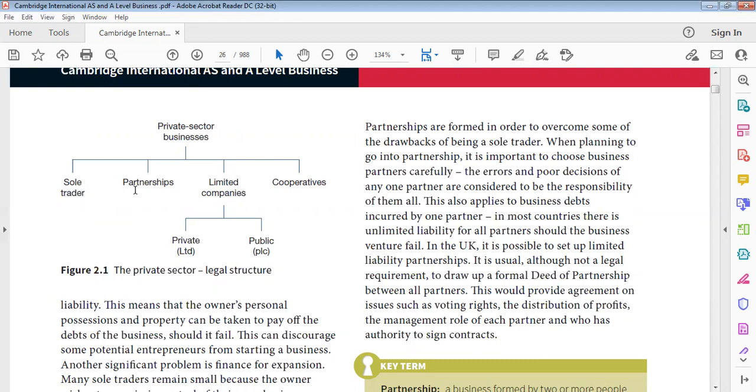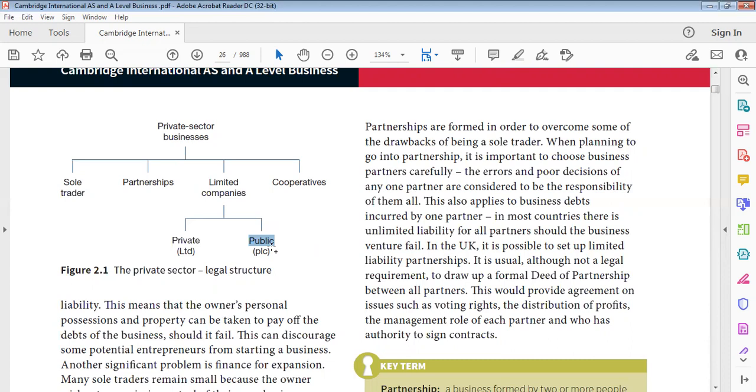So there is sole trader, partnership, limited companies, and cooperatives. Under limited companies, we have two further categories: one is private limited, one is public limited. Now, some students make a mistake. They think that public limited company means public sector. These are two different things.